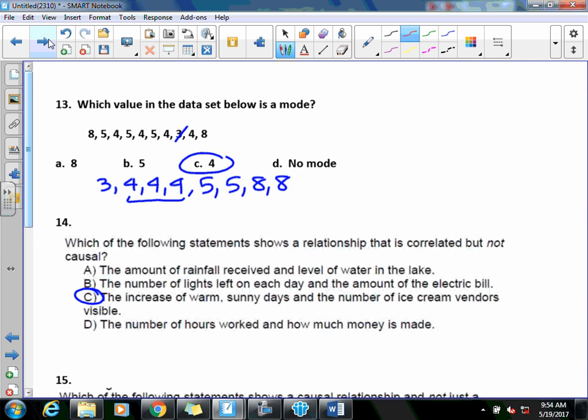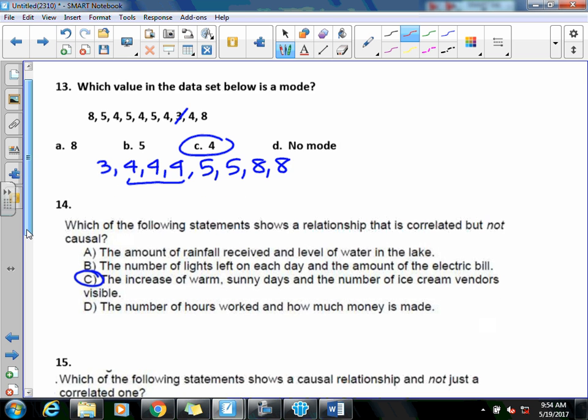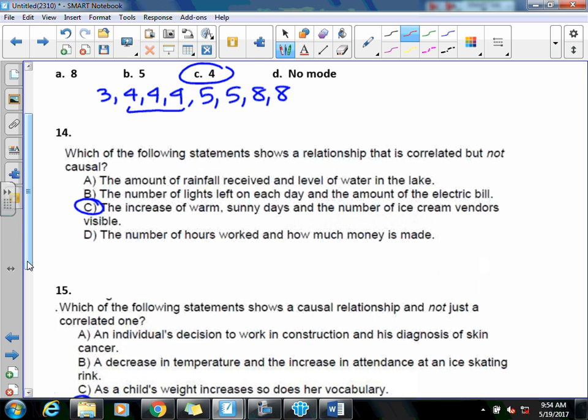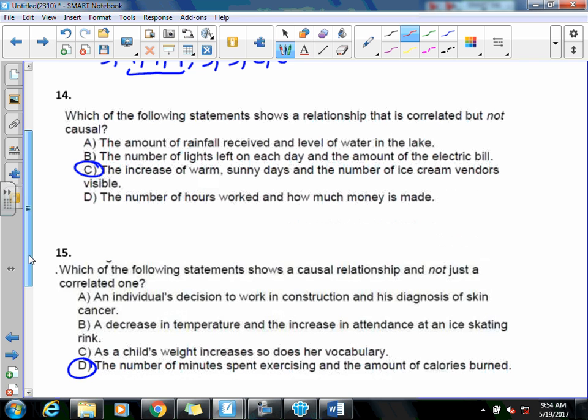Right. Number 13. So once again, we have these numbers. Same numbers. It says which value in the set is the mode. Clearly 4 is the mode. We have 3 4s.